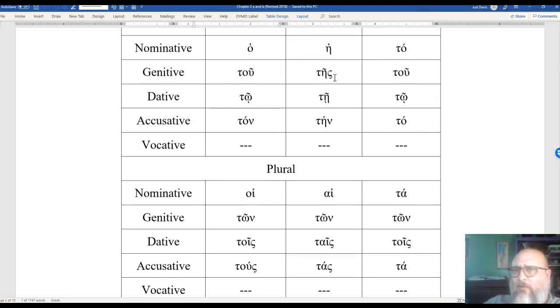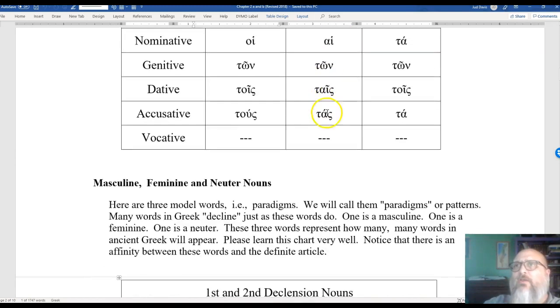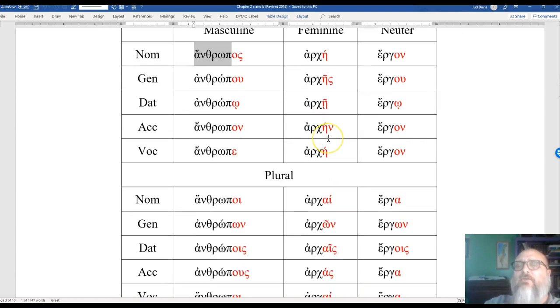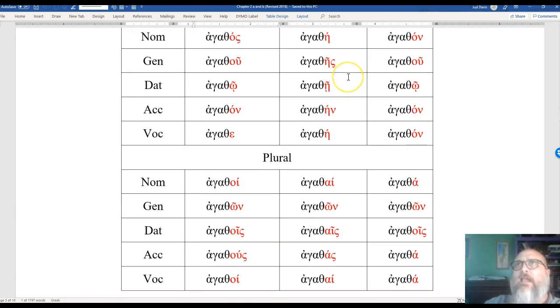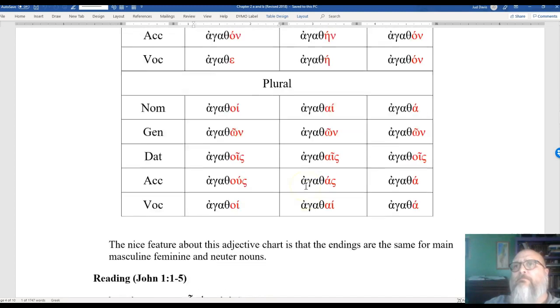You memorize the first one really well, and then you just have to change it slightly to get this chart. And then once you have this chart, you already have this chart. So I can't emphasize enough that you need to memorize this chart. This is going to help you.